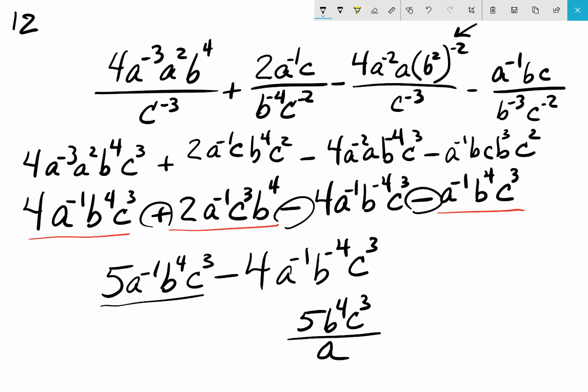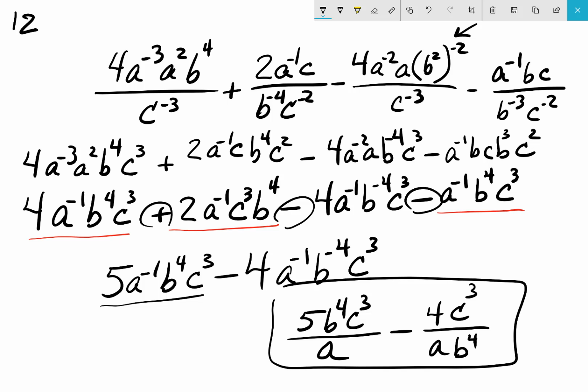Then the next one, you've got minus 4 a to the negative 1 b to the negative 4 c cubed. The a to the negative 1 and the b to the negative 4 do not have positive exponents, so they need to be moved down into the denominator. So you're going to have the 4 there on top. You've got a to the positive 1 now in the denominator, and b to the negative 4th becomes b to the positive 4 when you put it down in the denominator, and then c cubed is still up there in the numerator. This is the final answer. There's nothing else you can do with it.